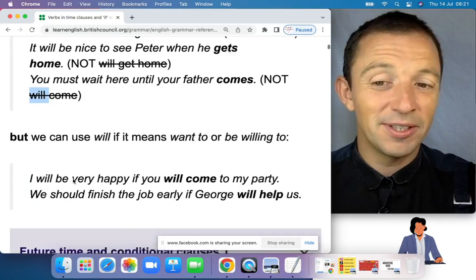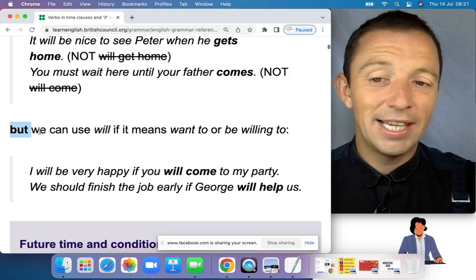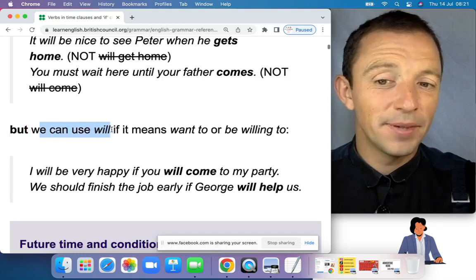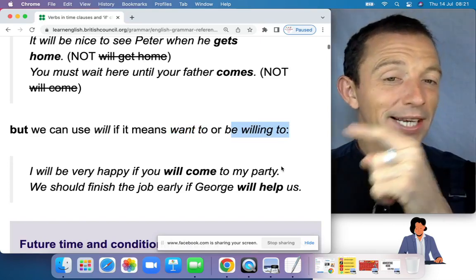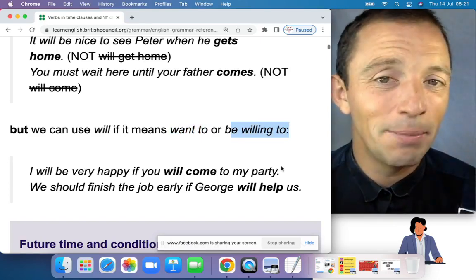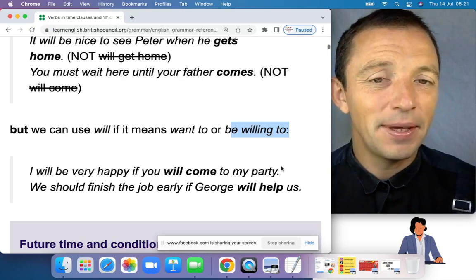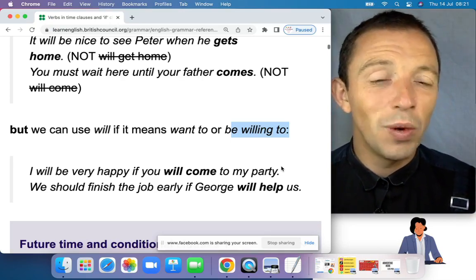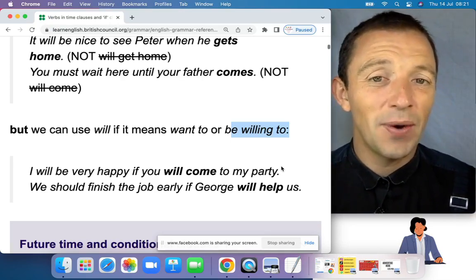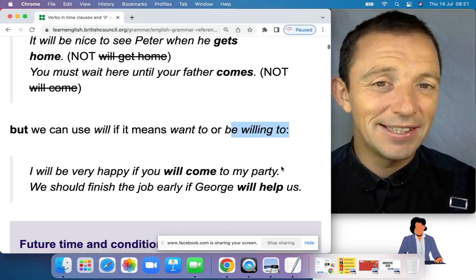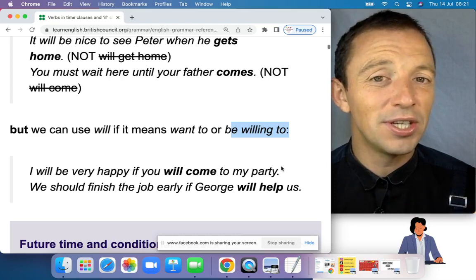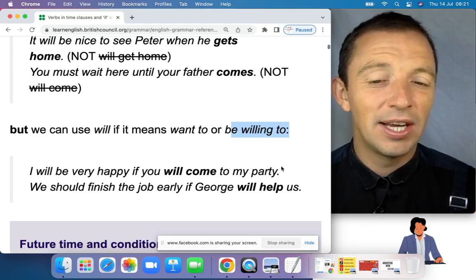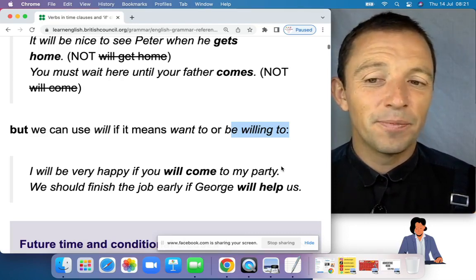But there is a but. We can use will if it means want to or be willing to. So willing is a key word. Willing means content, happy to do something. Are you willing to work tomorrow? Are you happy to work tomorrow? Are you content to work tomorrow? Are you willing to do it?